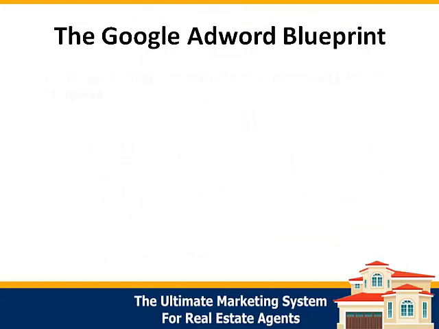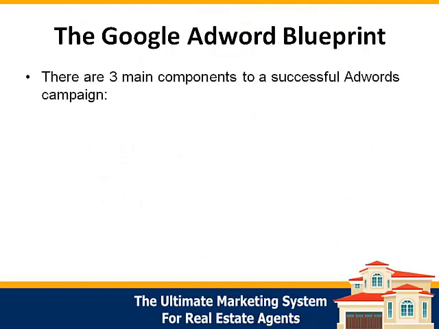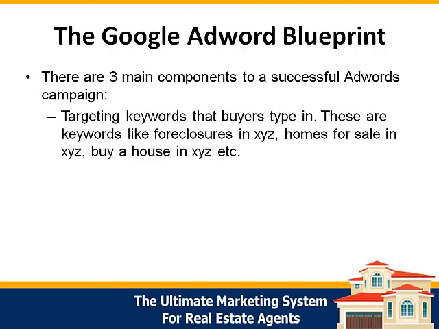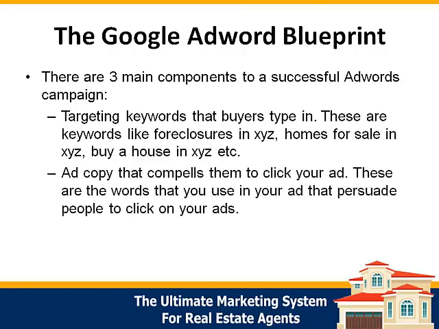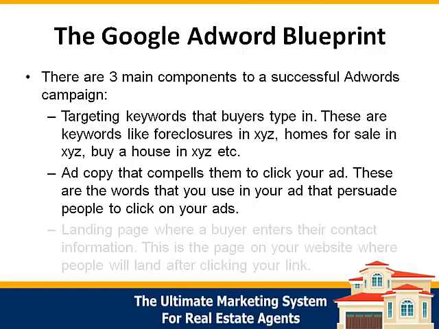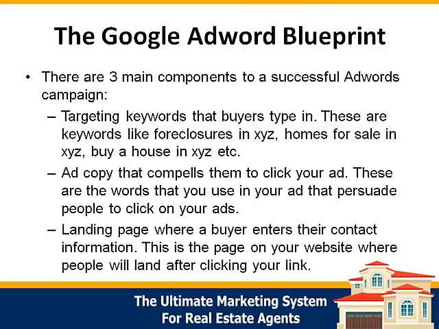So here's the Google AdWords blueprint that you need to follow, because there are 3 main components to a successful AdWords campaign. 1, you need to target keywords that buyers type in. These are keywords like foreclosures in your town, homes for sale in your town, or buy a house in certain towns. And you need to use ad copy that compels them to click your ad. These are the words that you use in your ad that persuade people to click on the ads. And then you need to have a landing page where a buyer enters their contact information. This is the page on your website where people will land after clicking your links.